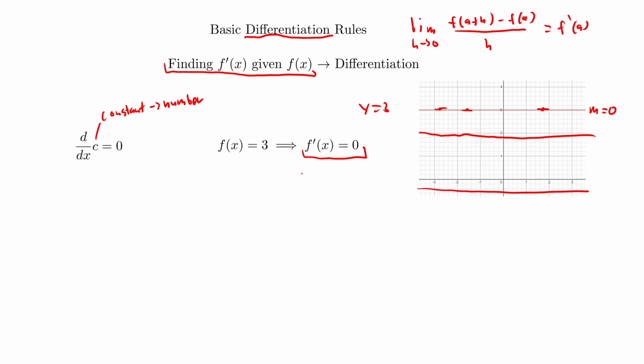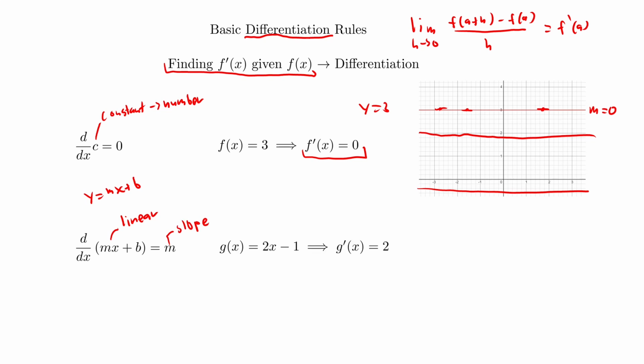The other basic rule that we should also understand is that if we have something that is linear, so something that is already a line, that's going to be of the form y equals mx plus b, then the derivative is just going to be the slope of that line. Again, we should understand conceptually that a derivative is a slope. So if I were to take the line y equals 2x minus 1, and I wanted to find the derivative of that particular function, it's just going to be equal to 2.